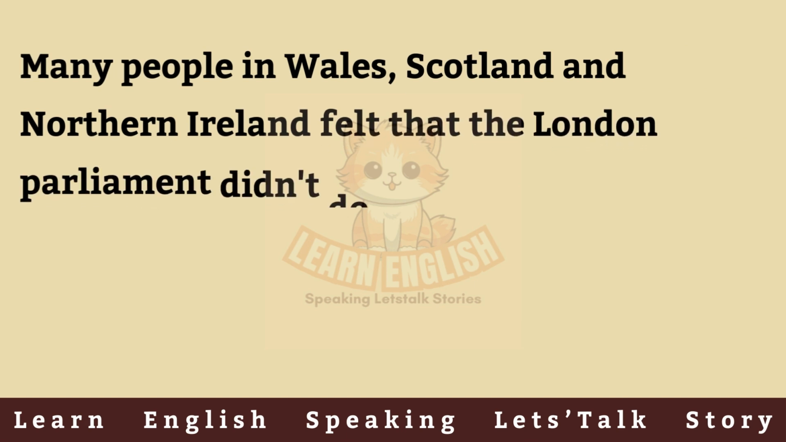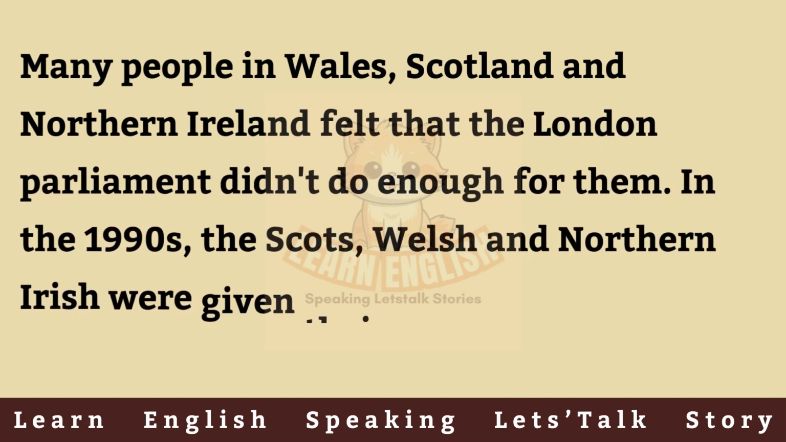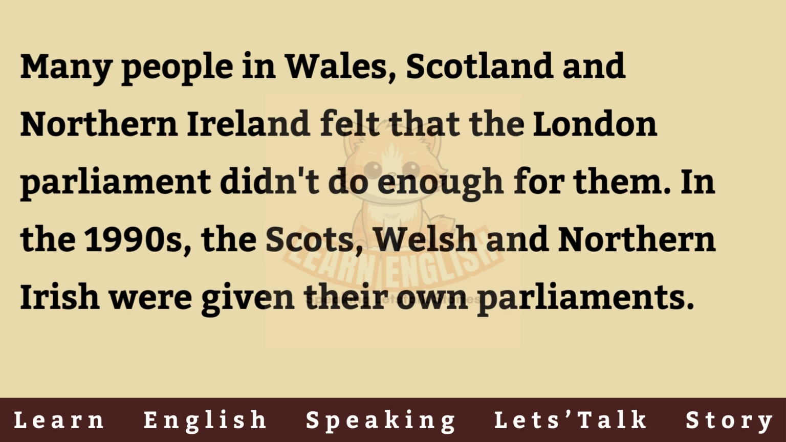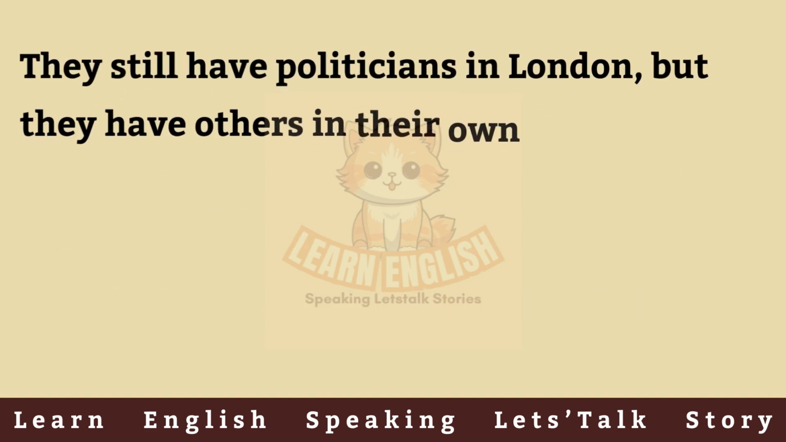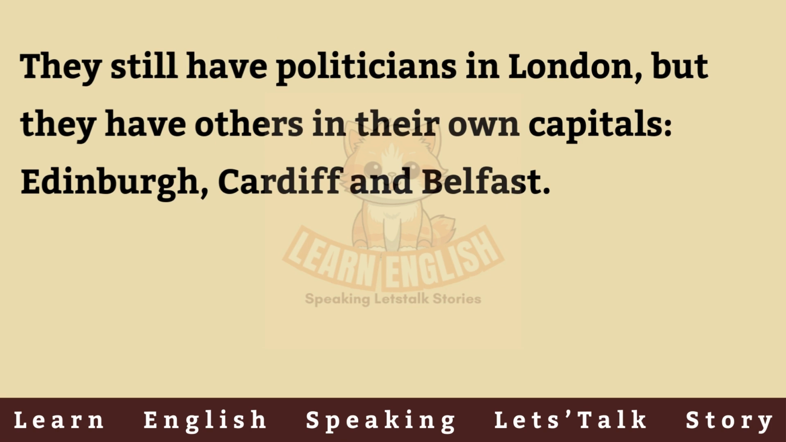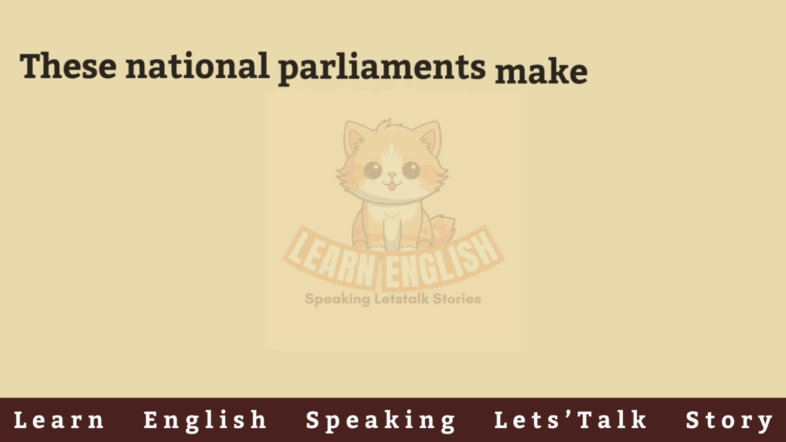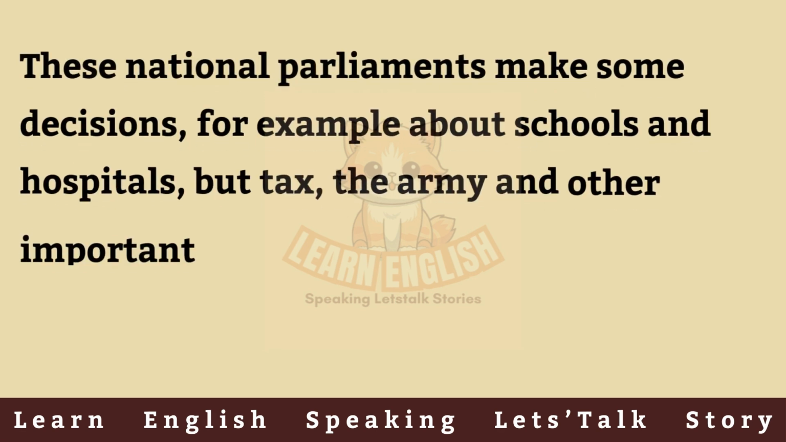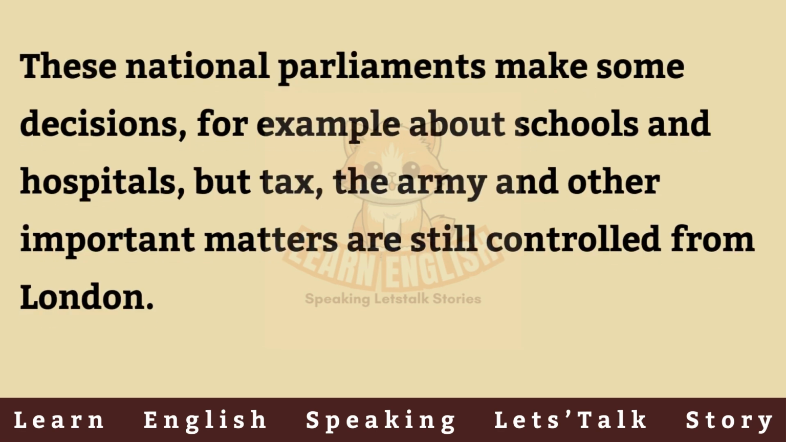Many people in Wales, Scotland and Northern Ireland felt that the London Parliament didn't do enough for them. In the 1990s, the Scots, Welsh and Northern Irish were given their own parliaments. They still have politicians in London, but they have others in their own capitals, Edinburgh, Cardiff and Belfast. These national parliaments make some decisions, for example about schools and hospitals, but tax, the army and other important matters are still controlled from London.